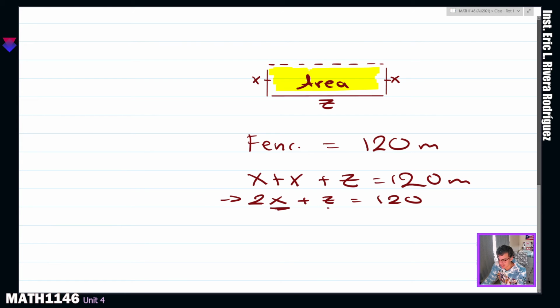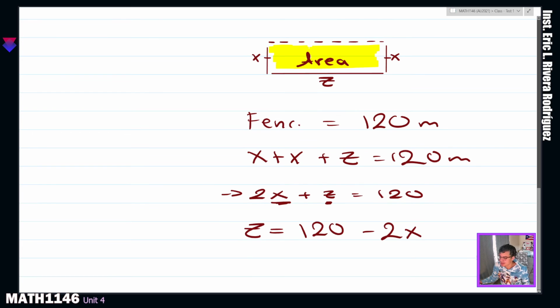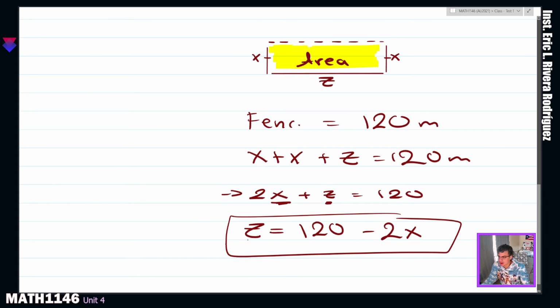So we have x and z in this equation, and we need to write z in terms of x. That means I can use this equation to get an equation for z, because if I move the term 2x to the left side, I am going to subtract 2x from both sides of the equation. Oh, so z is equal to 120 minus 2x. So this is an equation that represents z in terms of x.